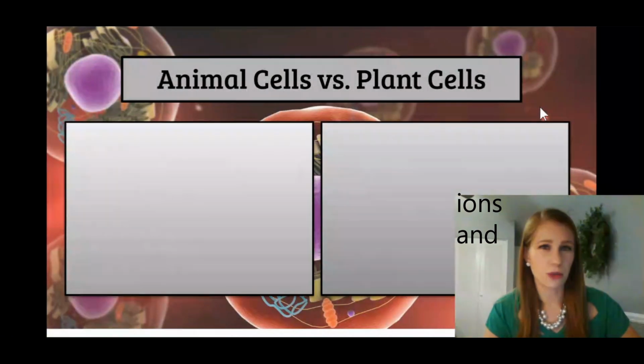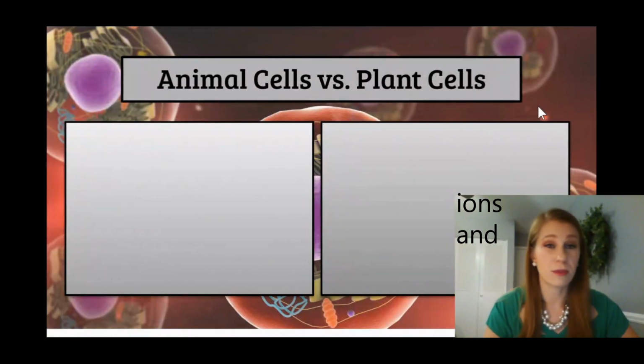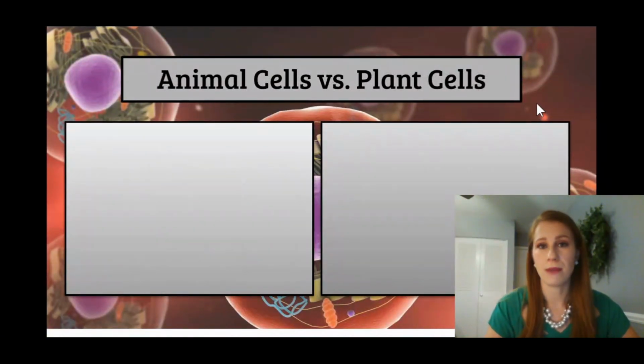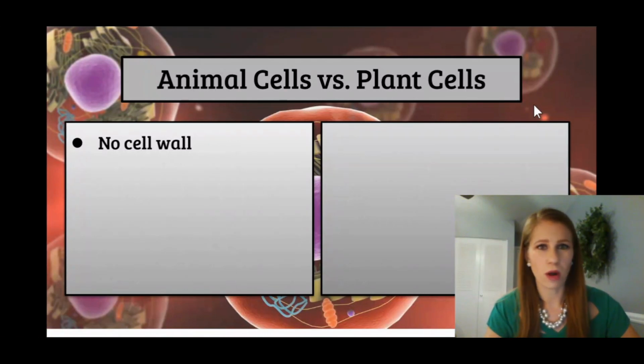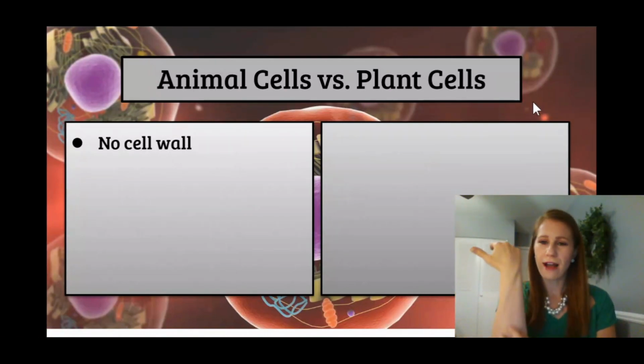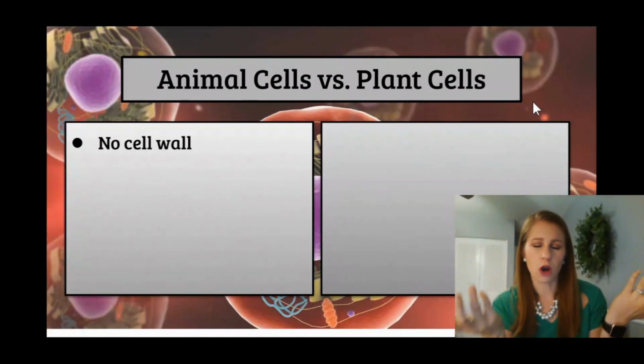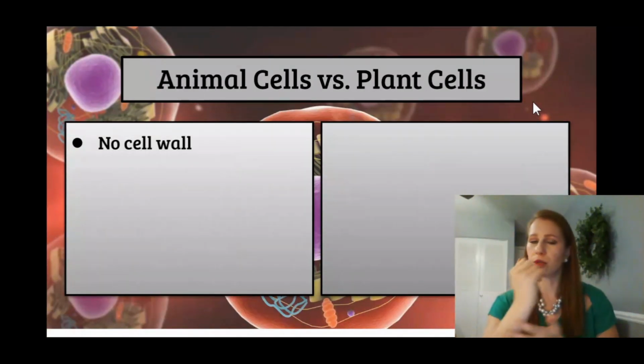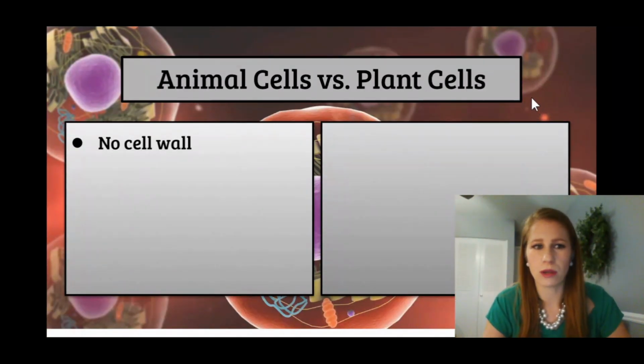Now let's talk about the two types of eukaryotic cells. We have animal cells, like are found in you and me, and plant cells, which are found in, you guessed it, plants. Animal cells do not have a cell wall, which makes sense. If you look at us, we're not super rigid. We don't have like tree trunks for arms and legs. We're a little more organic, a little more soft. We don't have cell walls.